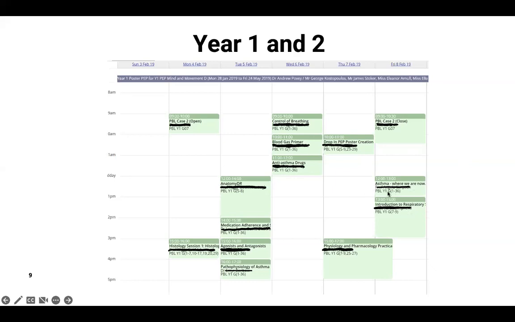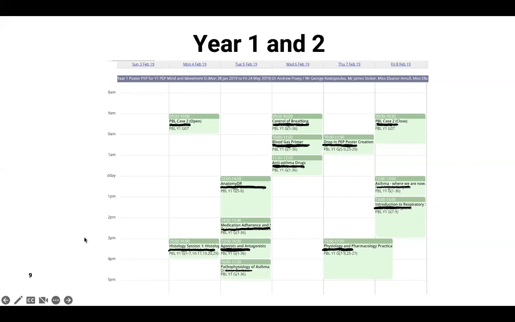So asthma, where are we now? Usually that kind of lecture is an epidemiology lecture to talk about how asthma was treated in the past versus now, and looking at statistics. So that's what that lecture might be. And they also do some introduction to, I don't know, I can't read what the rest of it says, but they must be introducing some sort of concept to you, which they will then wrap up next week.